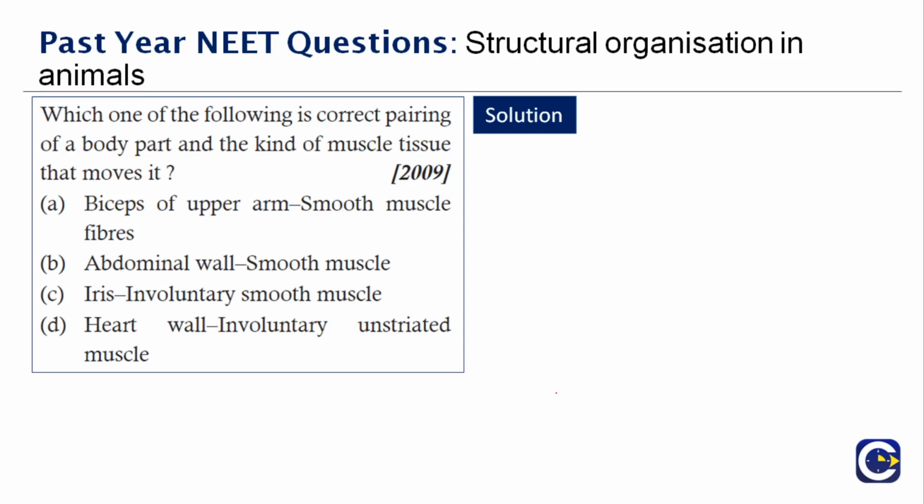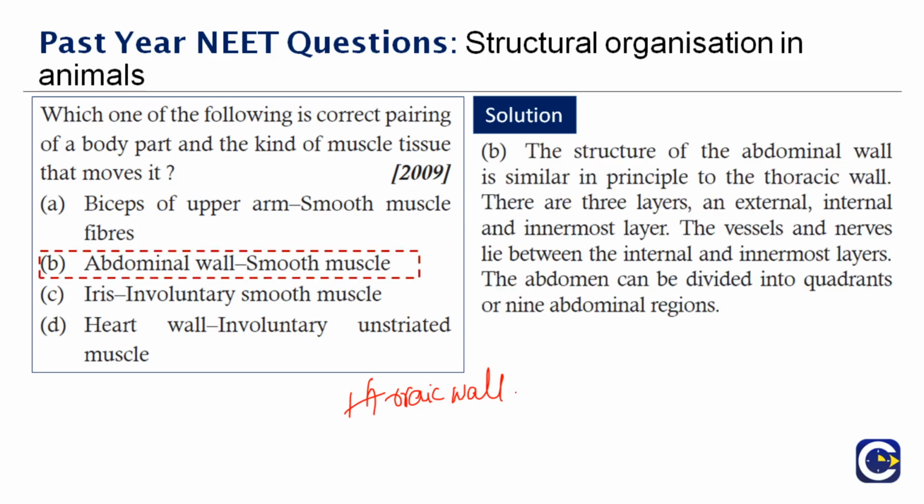The structure of the abdominal wall will be similar in principle to the thoracic wall. So what wall is it? It is called the thoracic wall. There are 3 layers: external, internal and innermost layer. The vessels and the nerves lie between the internal and the innermost layers, and the abdomen can be divided into quadrants or 9 abdominal regions. Therefore, which one of the following is the correct pairing of body part is abdominal wall, which contributes to the smooth muscle. Therefore, the correct answer is option B.